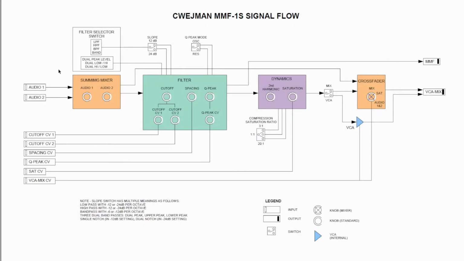Now, before we get into the module demonstration, let's have a quick look at the signal flow. I drew this up to give us an idea of how the filter works. So we have audio and CV inputs on the left. Signal going from left to right, audio signal with the arrows, and outputs on the right.